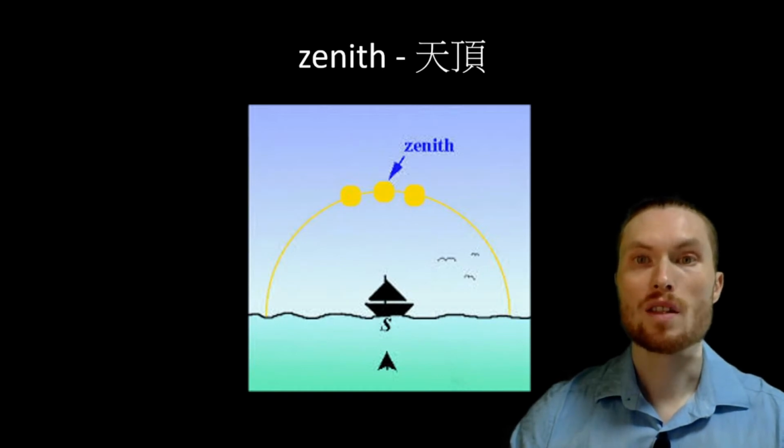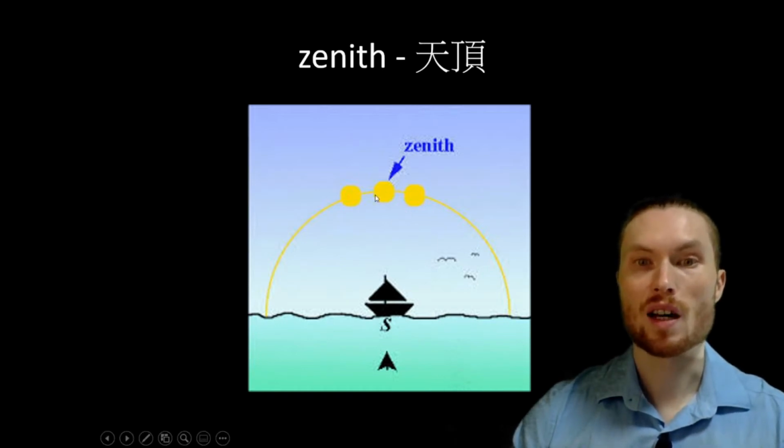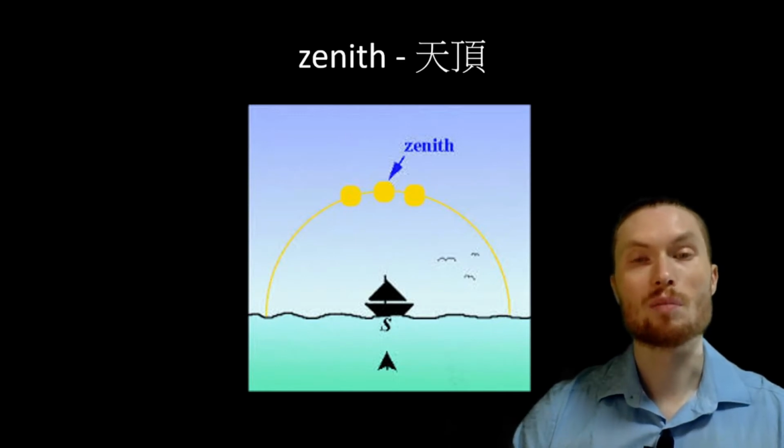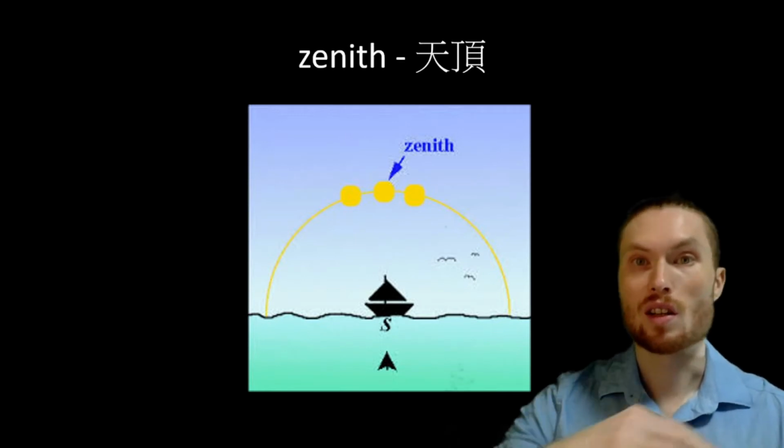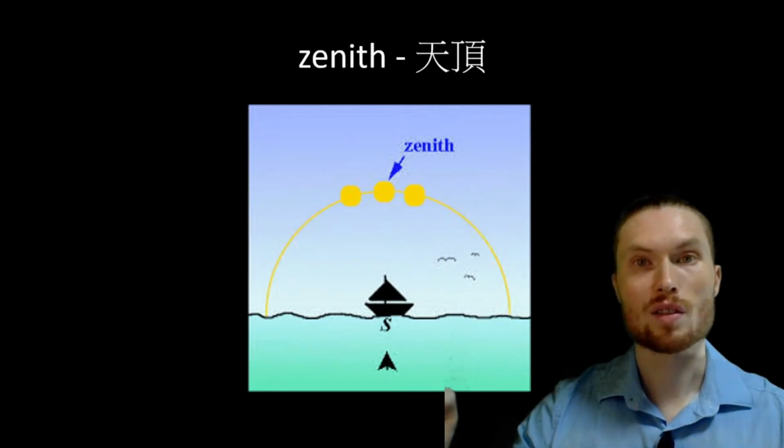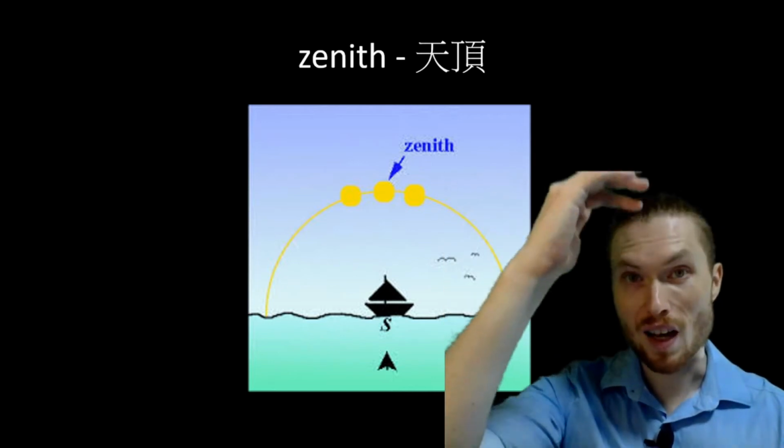Zenith. Zenith is the highest point in the sky. So that includes the sun and the moon and stars. They cross the sky as the Earth turns. So the zenith is the highest point.